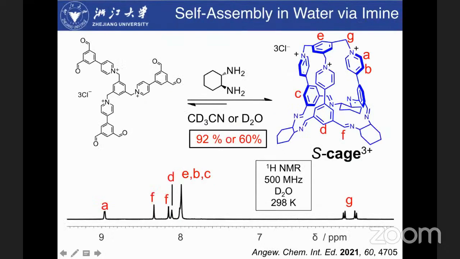In our recent paper, we also use this kinetic effect for self-assembly in water. You can see we synthesize a compound which contains 6 aldehydes, and mix it with an amine compound with 2 amino units. If you mix them together in water, the yield is 60%, and in acetonitrile, the yield is close to quantitative. This is because acetonitrile is a template. This is the nice crude NMR without any purification.